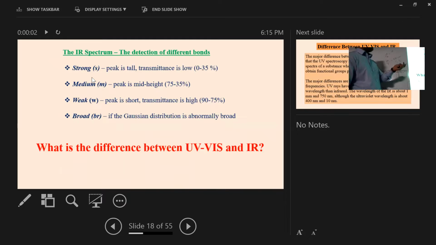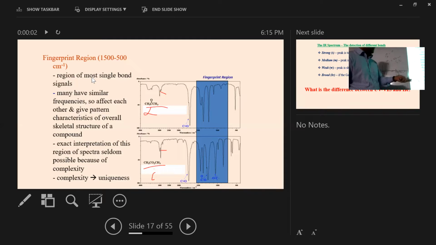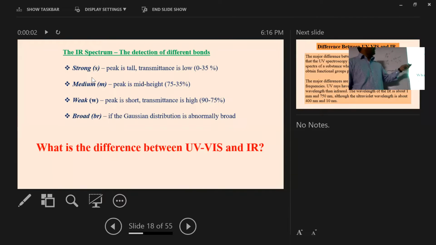So a strong peak is tall. Here, this one you can consider very high intensity. That means it is absorbing very highly, so it has very low transmittance. If we consider this close to 0, that means it is absorbing most of the IR lines. So it has very high intensity. Therefore, what we have mentioned here: a strong peak is very tall.